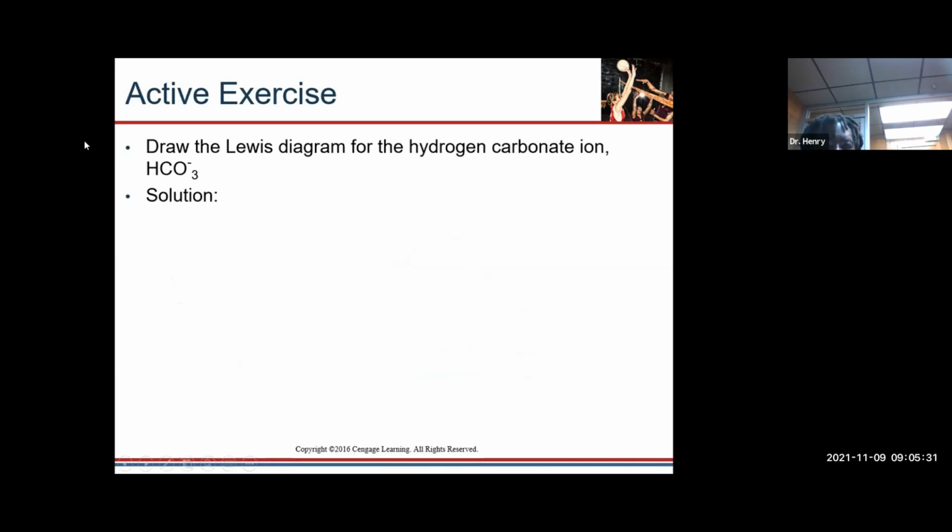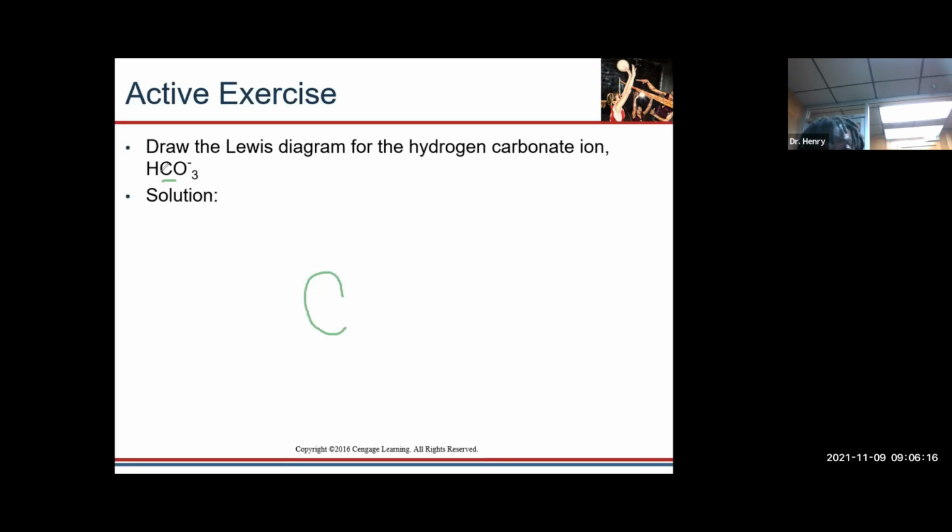Okay, so let's go ahead and work on the next one. So draw the Lewis diagram for the hydrogen carbonate ion, HCO3 minus. So who's gonna be the center atom? Is it going to be oxygen? Now we have hydrogen, carbon. That's right. Carbon is always going to want to be in the center. So we have carbon in the center.